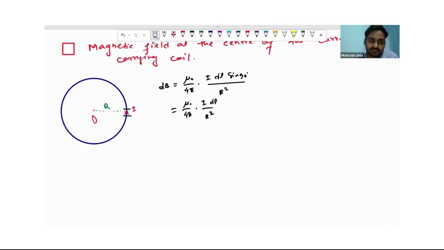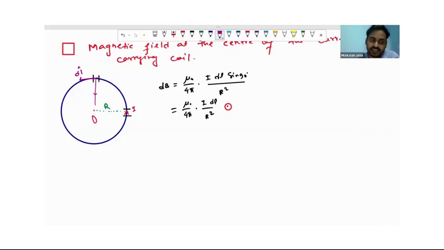That will give you the direction. I am erasing this for the clarity of the drawing. See, dl cross r, what will be the direction? This is dl, this is r, so dl to r, this is out of the plane of the paper. Due to this segment, it is out of the plane of the paper, so I am representing it by a dot only. Now take one more segment here. Here also the dl is along this. This will be the dl. This will be the r.